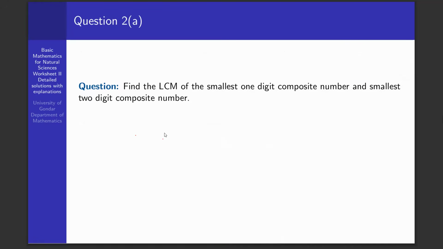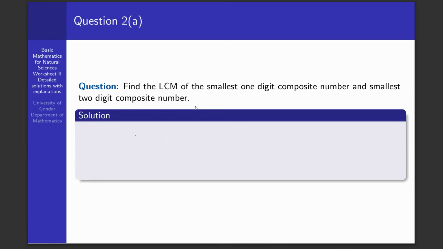The next one is question number 2a. Find the LCM of the smallest one-digit composite number and the smallest two-digit composite number. You know that the LCM of any two or more natural numbers can be obtained by either the prime factorization method or the listing method. But in this case, we are not explicitly given the numbers. What we are given is the smallest one-digit composite number and the smallest two-digit composite number. So we have to find these first, before we calculate their LCM.